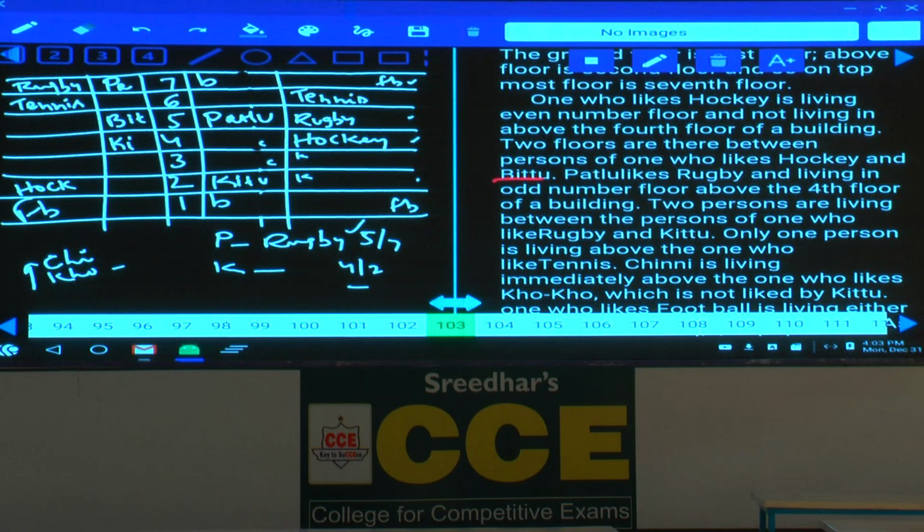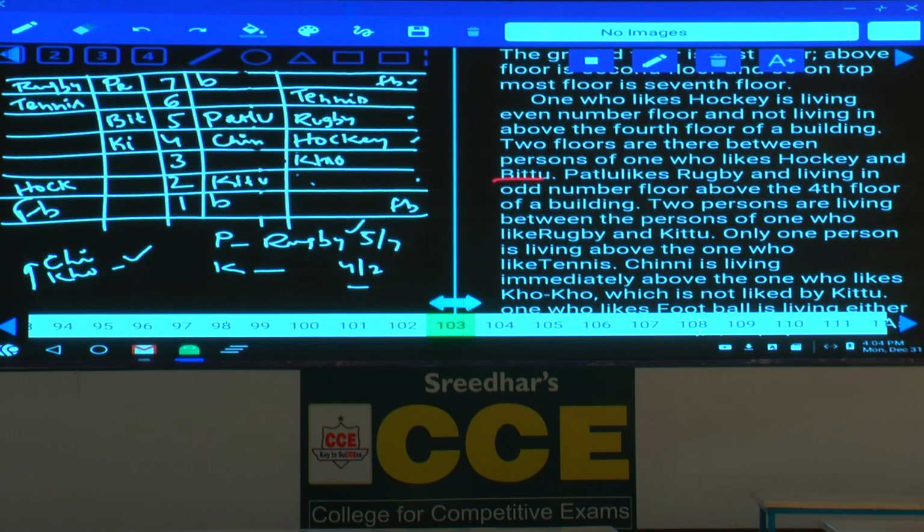And Coco is not liked by Kittu, hence Coco cannot be on the 2nd floor. If Coco is not on the 2nd floor, the person who likes Coco must be on the 3rd floor. If Coco is on the 3rd floor, then Chinni must be on the 4th floor. Then this has been done. Tennis, rugby, hockey, Coco were done.